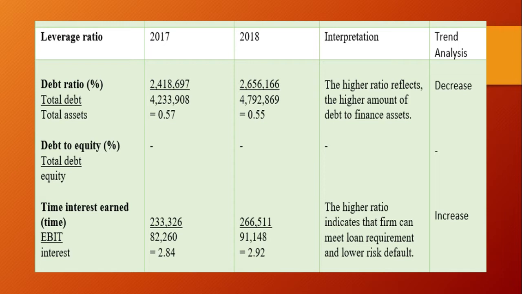The calculation of debt ratios is decreased. It means lower ratios reflect a lower amount of debt, but the calculation of times interest earned ratio is increased from 2017 to 2018, which means the higher ratio indicates that the firm can meet the loan requirement.